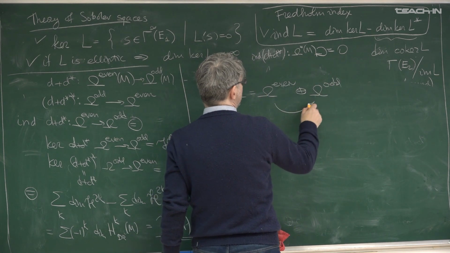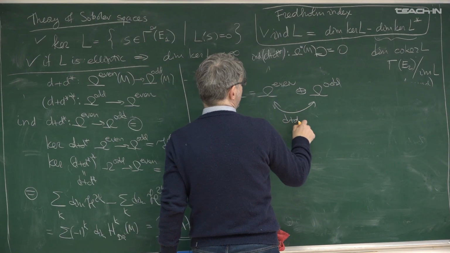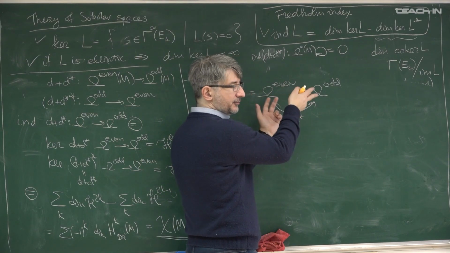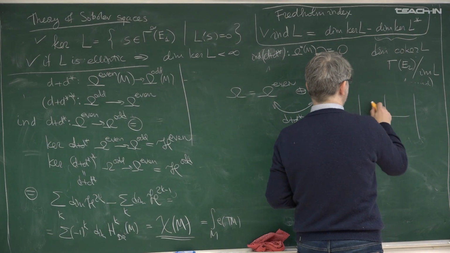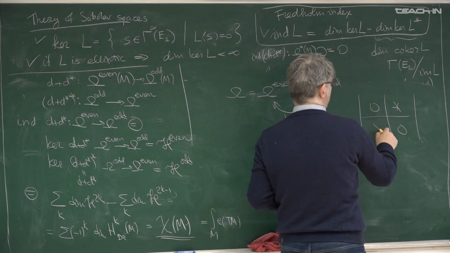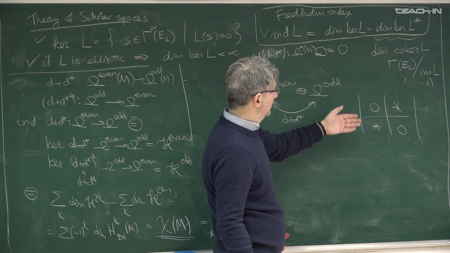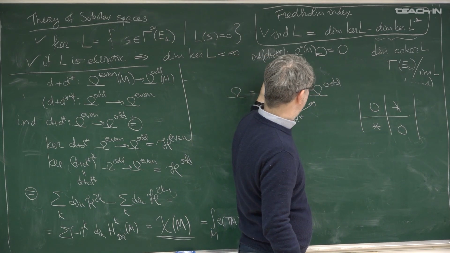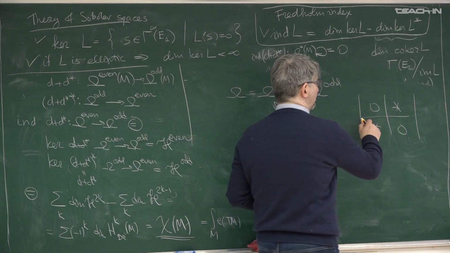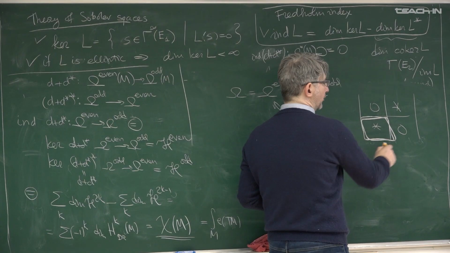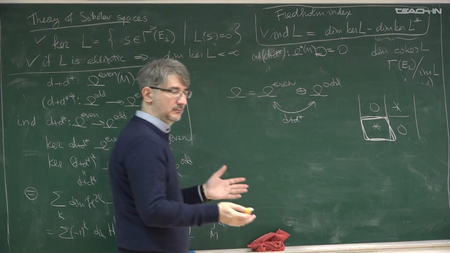And operator D plus D star interchanges them. So if you write a matrix for this operator, it has this form. It sends the first summand to the second and vice versa. And then you calculate the index only for this corner of the matrix. Quite trivial.